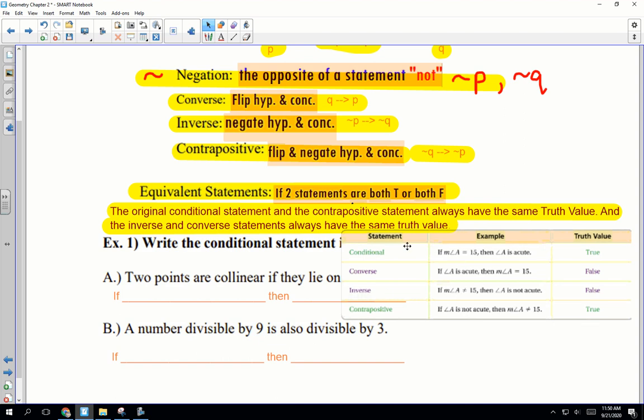The inverse of this conditional statement is if the measure of angle A is not equal to 15, then angle A is not acute. And we can find a counterexample for that. What if it's equal to 20? Then it would be acute. So that's why this is a false statement. Then we look at the contrapositive where we have it flipped and the nots. If angle A is not acute, then the measure of angle A is not equal to 15.